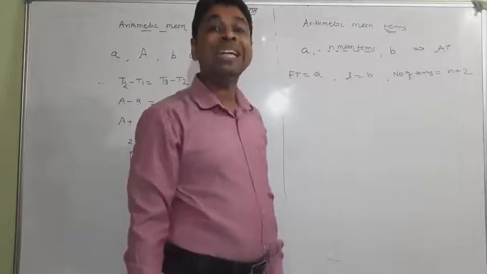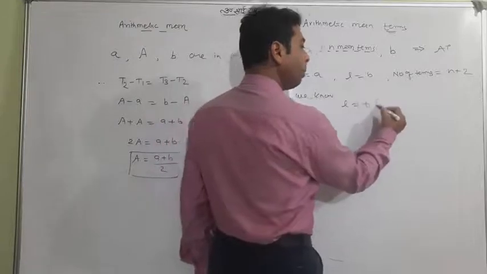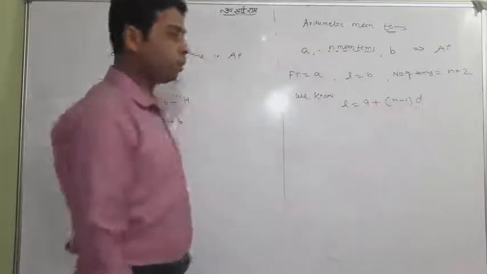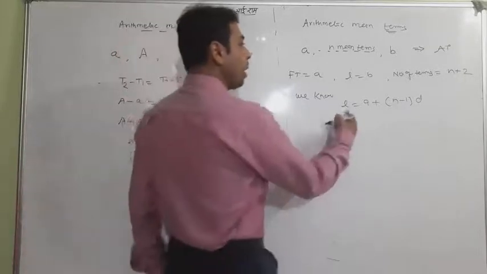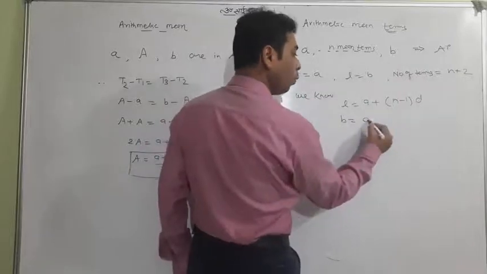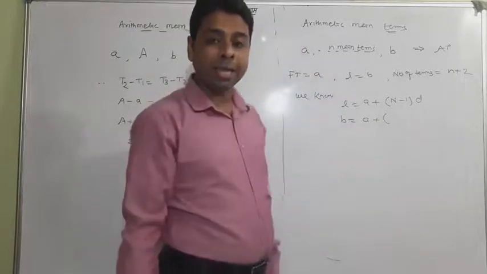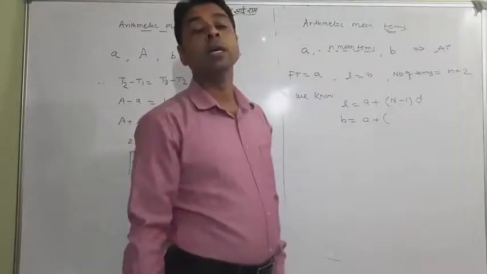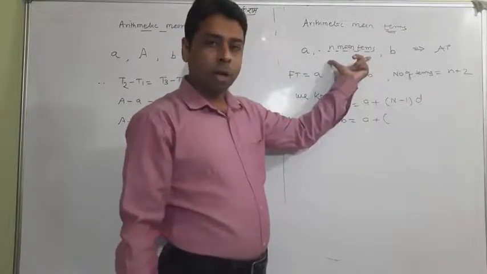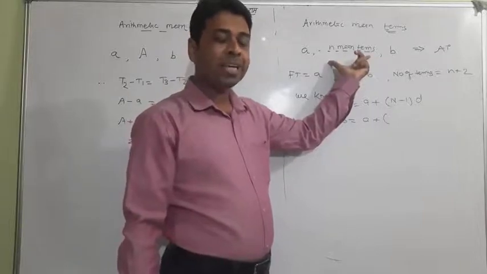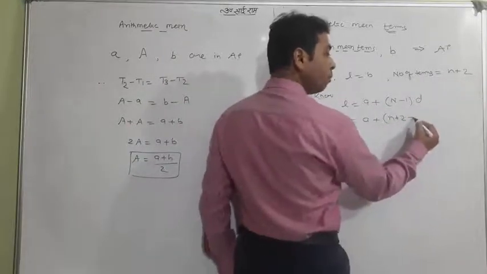What am I focusing on? I am focusing on finding D. Recently I taught you a formula, L equal to A plus (n minus 1) into D. I'll use this formula because it is the formula for the last term, L, and Tn are the same. So B equals, the first term is A. Instead of small n, I want to use capital N showing the number of terms, because small n is used in another sense: n was the number of mean terms. So capital N, the number of terms, is n plus 2, and so B equals A plus (n plus 2 minus 1) into D.